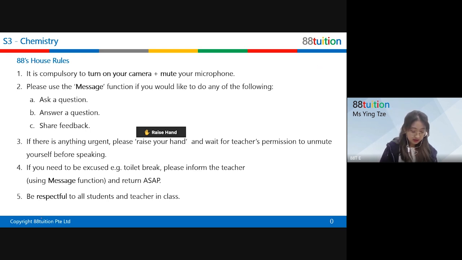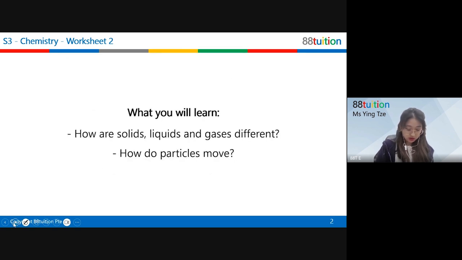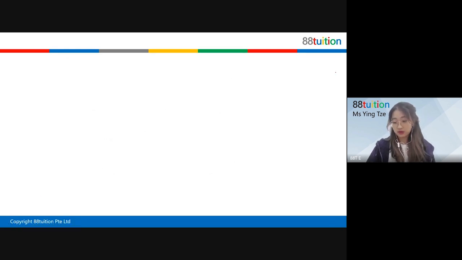Okay. So today we are actually going through the chapter on kinetic particle theory. Before we go through the questions, I will just do a quick recap or quick summary of the main points of this chapter. For kinetic particle theory, it is actually talking about the three states of matter.